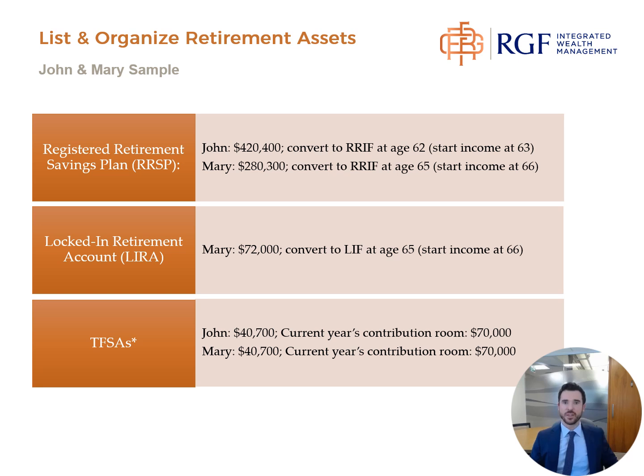So we're going to assume that they first maximize their TFSA room. And while they're only able to contribute a combined $140,000 now, they will have accumulated significantly more room by their age 75. If they don't have room for the full amount, the balance can be invested into an open account.